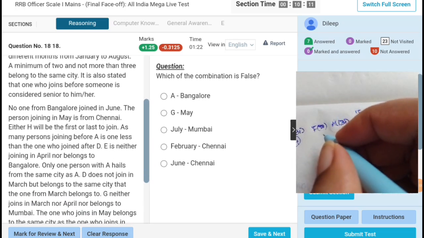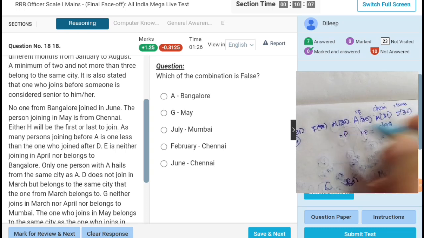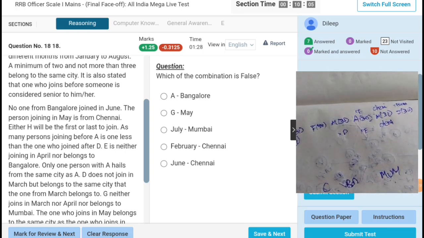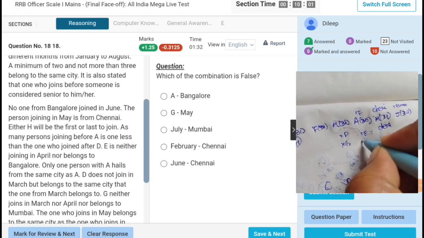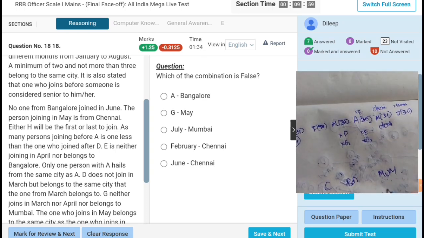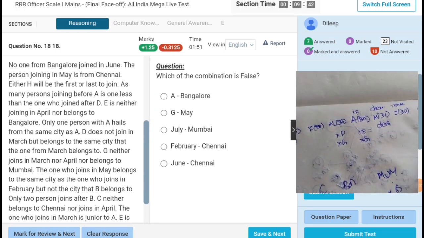D does not join in March, but belongs to the same city as the one who joined in March. G is neither March nor April nor belongs to Mumbai. The one who joined in May belongs to the same city as the one from February, but not the city that B belongs to. Only two persons joined after B.